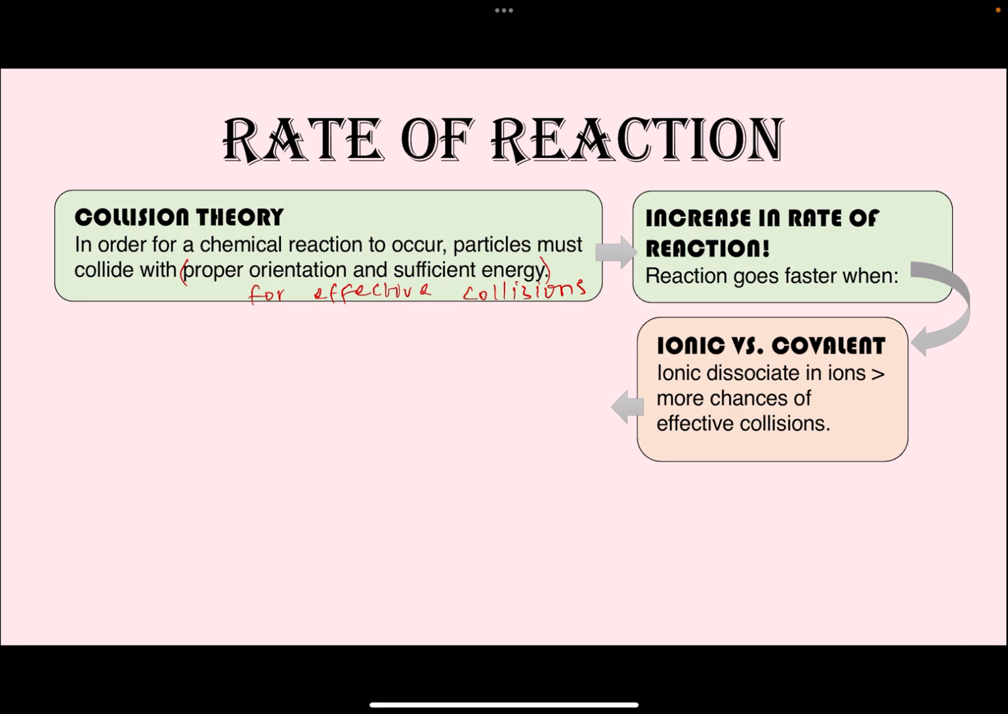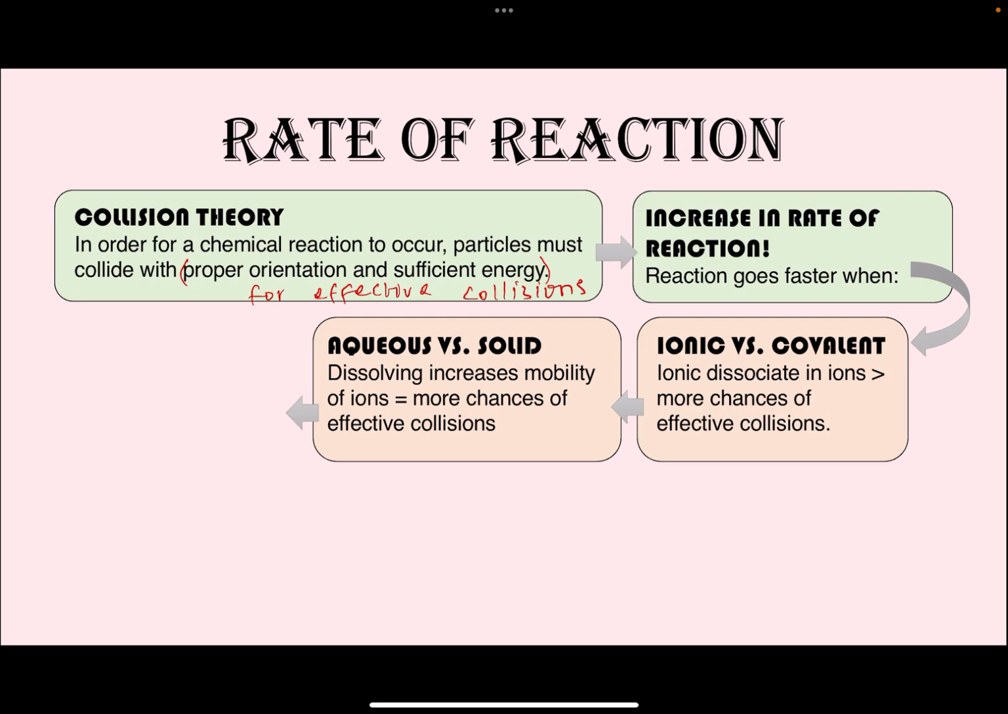So, ionic versus covalent. If you're looking at an ionic compound, it can dissociate into ions. And so when there are more particles in our solution or whatever reaction we are looking at, there are more chances of effective collisions, compared to covalent compounds, which do not dissociate.